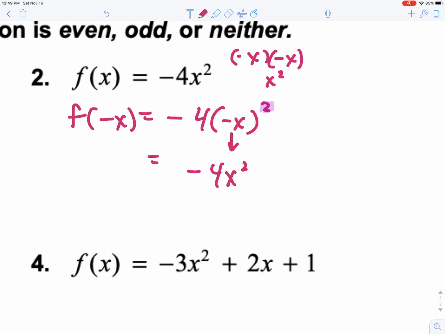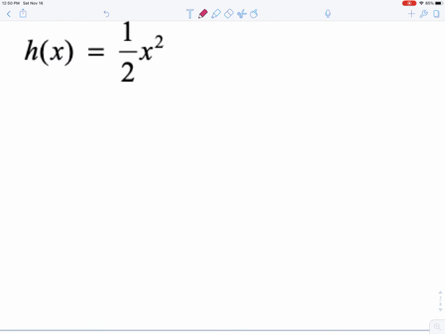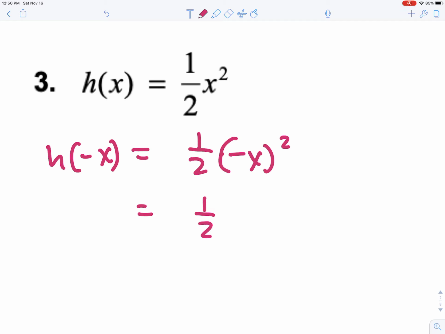At this part, we're going to compare with what we started with. Is it the same? And in this case, it is the same. Therefore, this is an even function. I don't need to do anything else because it's even. Let's check out number 3. All right, same deal. Plug in -x, 1/2 times -x to the second power. In this case, this is another scenario where the negative goes away. I can just rewrite it as 1/2 x squared. This is the same as this. Therefore, it's an even function.